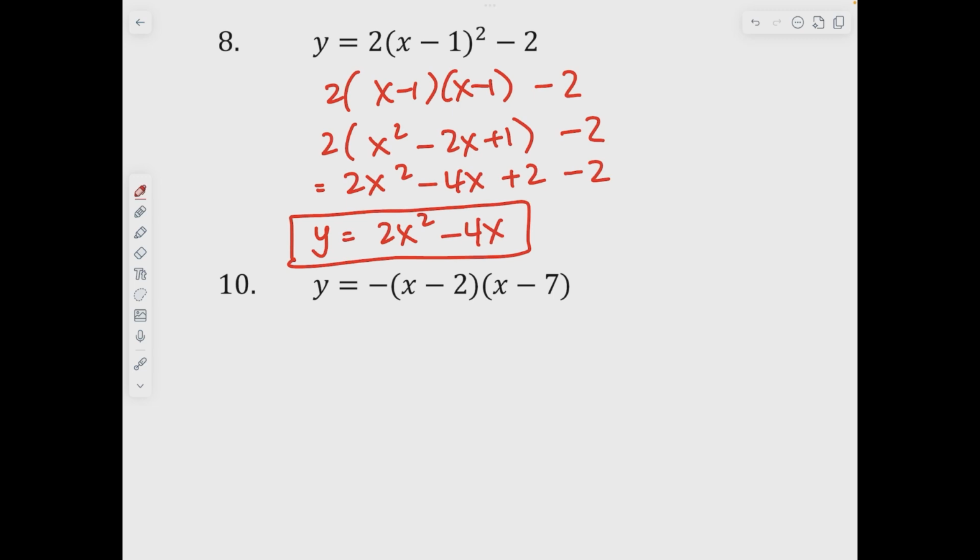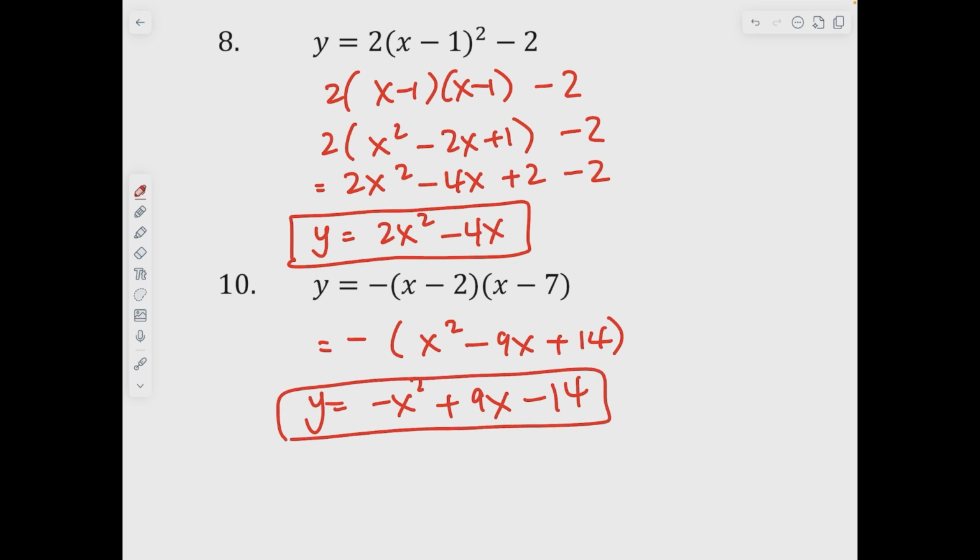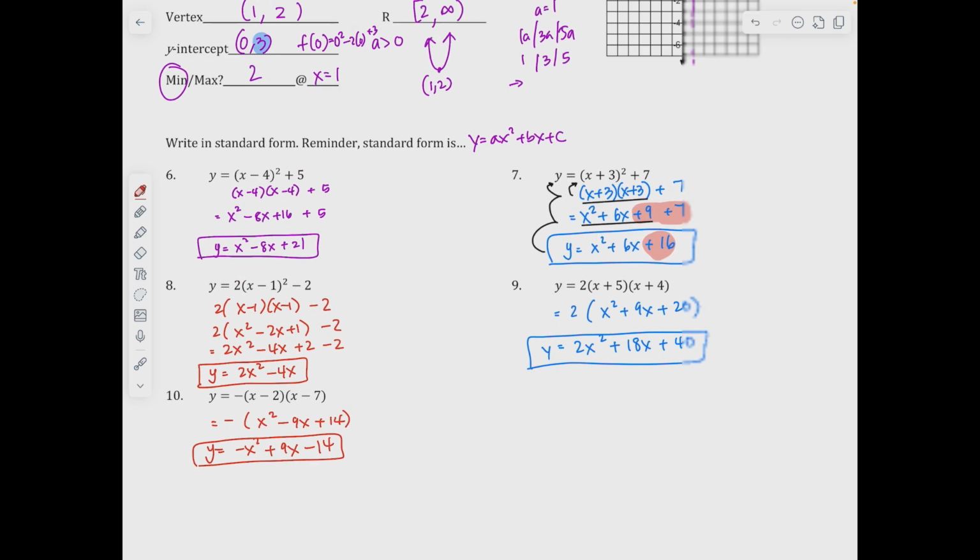Okay. This last one, I'm going to save the negative sign. I'm going to FOIL x squared minus 9x plus 14. And then I'm going to distribute the negative: negative x squared plus 9x minus 14. And that would be my standard form there. Okay, so that's going from vertex to standard.